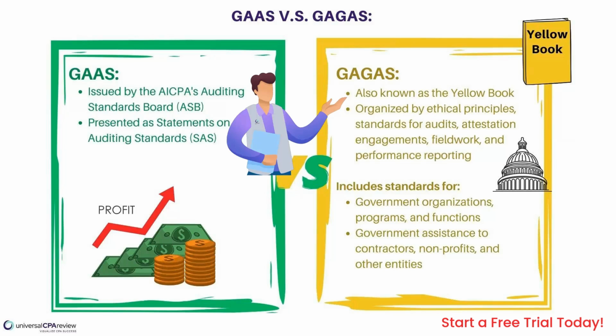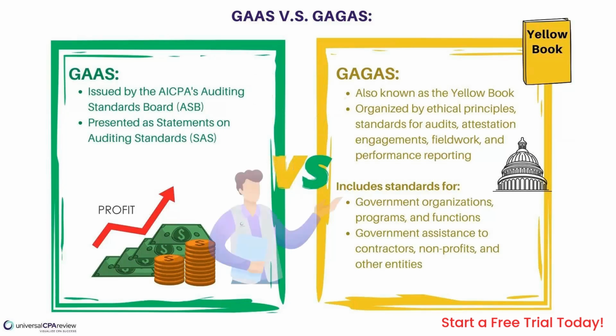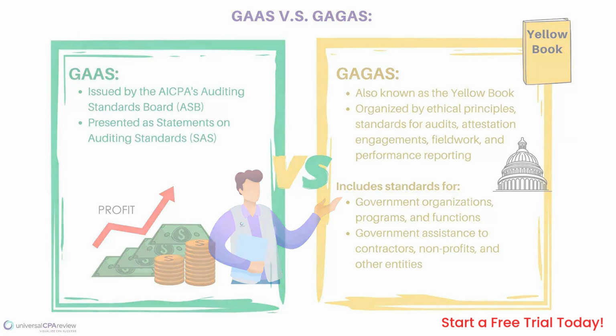standards. So I want you to go ahead and think of a big yellow book here when we think about government auditing. Okay, so this is organized by ethical principle standards or audits, attestation engagements, field work, and performance reporting. And we're going to dive into some of the details for that in just a little bit. Okay, so what's going on in this big yellow book is going to include the rules, aka the standards, for government organizations, programs, and functions. And it's going to provide government assistance to contractors, not-for-profits, and other entities as well.